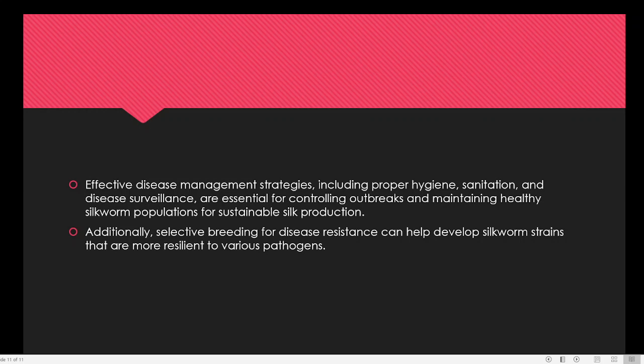So, additionally, selective breeding for disease resistance can help. Sometimes there are some varieties of silkworm which will be quite resistant to certain disease. So if we have those kind of silkworm, we can collect them and we can rear them in large numbers and we can use them for the silk sericulture. So that way we can reduce the mortality of silkworm and also increase our profit from silkworm industry. So this is an idea of what are the different types of diseases which are affecting our silkworm industry.